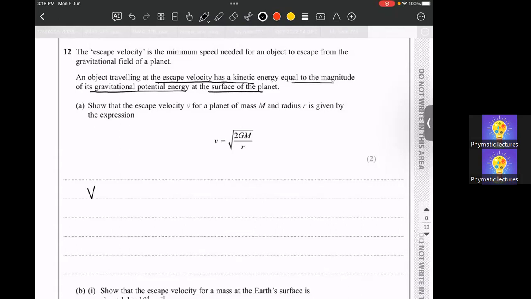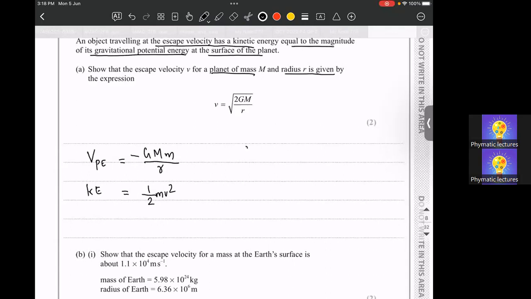So a planet has a mass M and the radius r. So the gravitational potential energy, by basic definition, is minus G capital M small m, where small m is the mass of the object that is escaping from the surface of the Earth, minus G capital M into small m divided by r. So this is the gravitational potential energy of the object. And they're saying that this is exactly equal to the kinetic energy of that object, that means half mv squared. And the magnitude means we are not considering the sign.